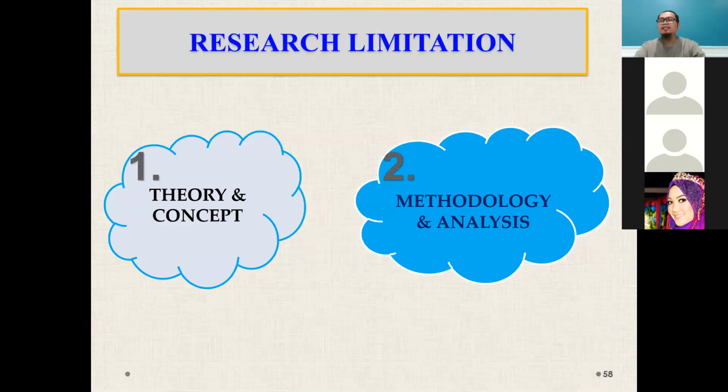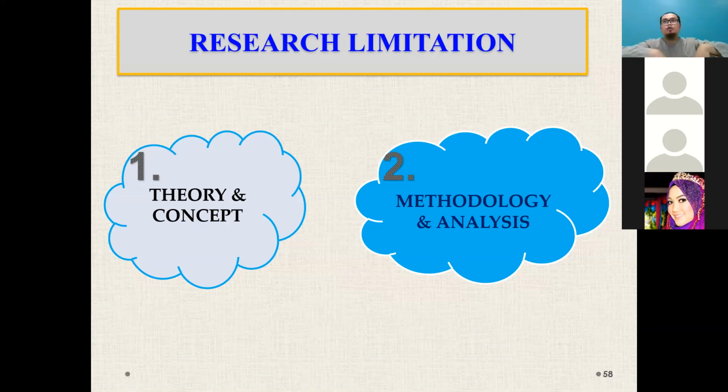Next, after significance, we need to discuss research limitation. Okay, for the significance of study, we have 4: theoretical, methodological, empirical, and practical. But for limitation, only 2 limitations. The first limitation is about the theory and concept. This is about theoretical. Theory and concept is limitation number one. Limitation number two in research is from the methodology and analysis.